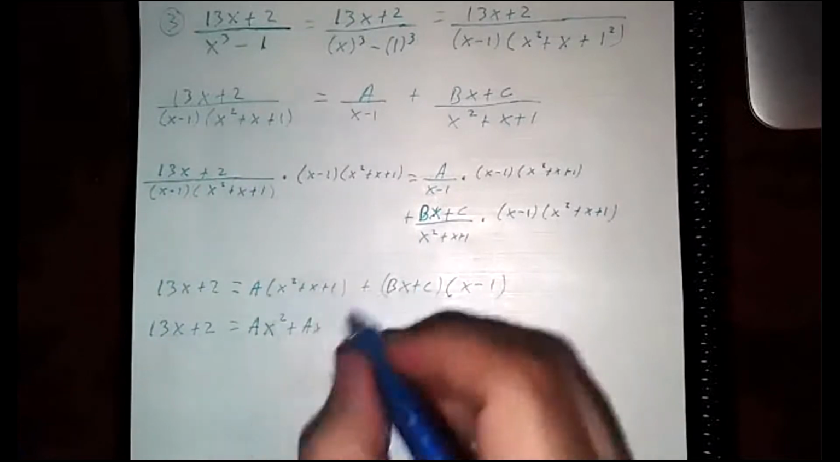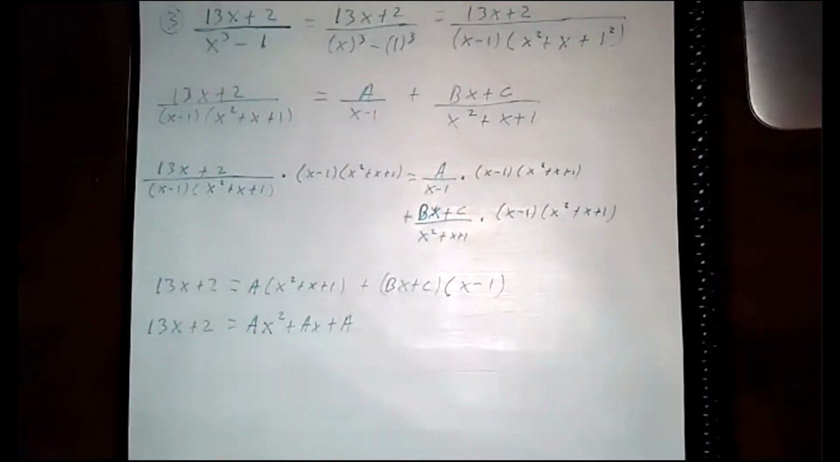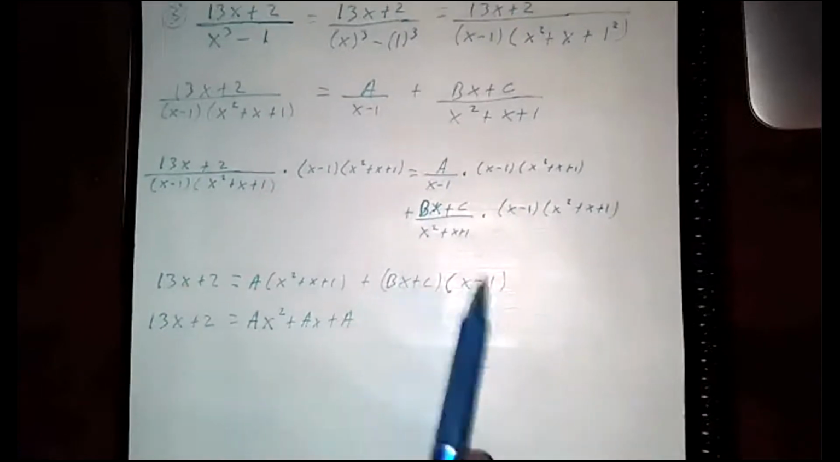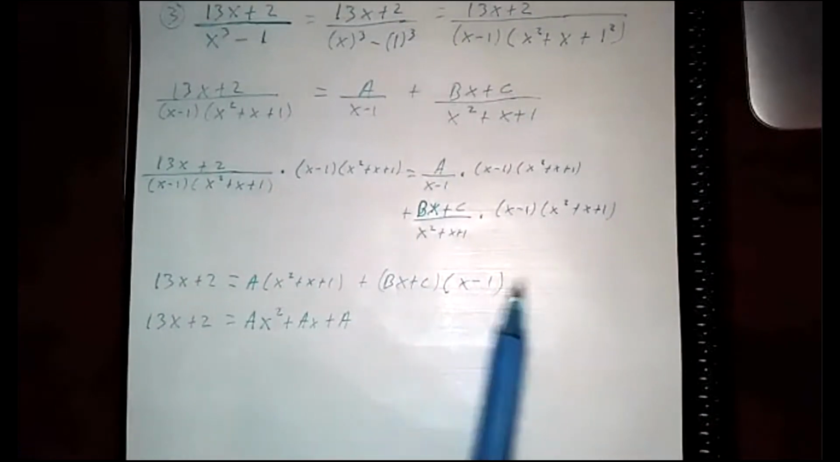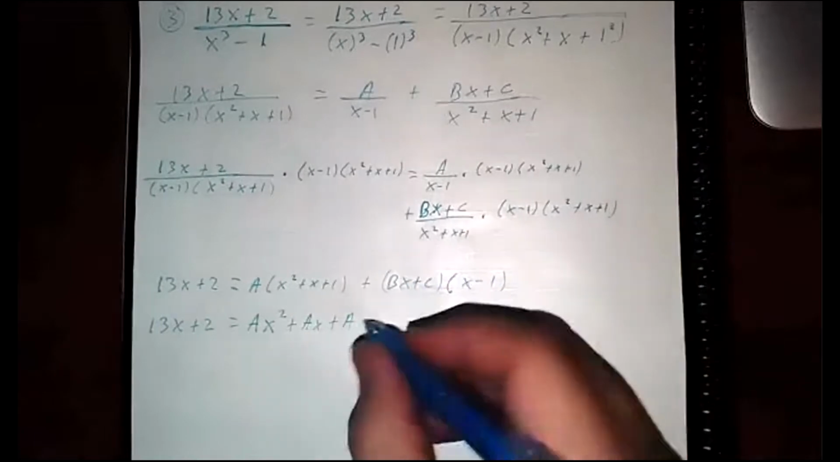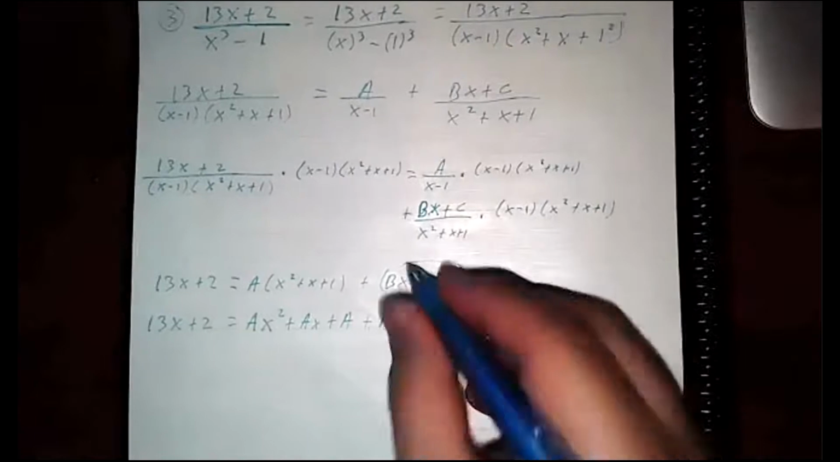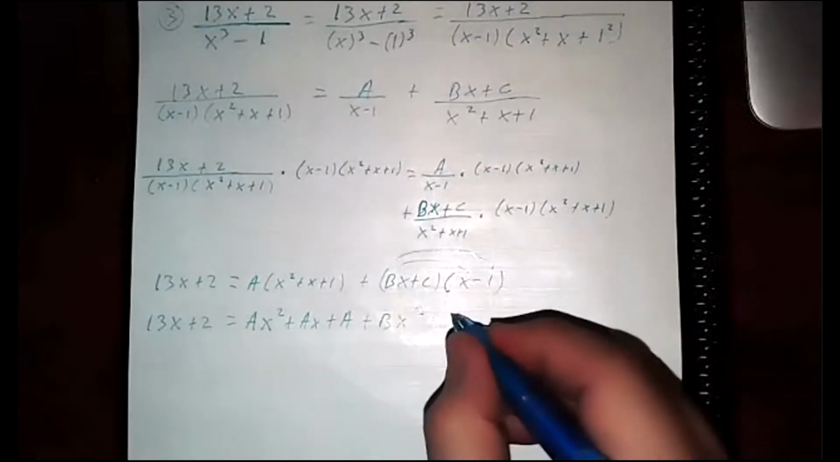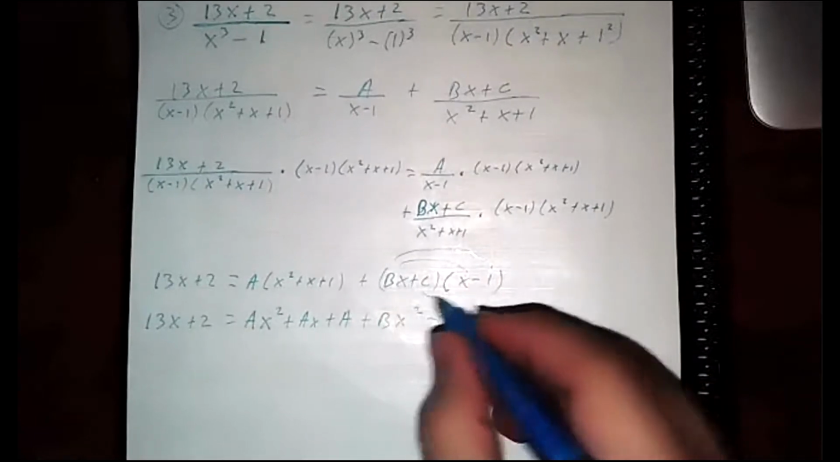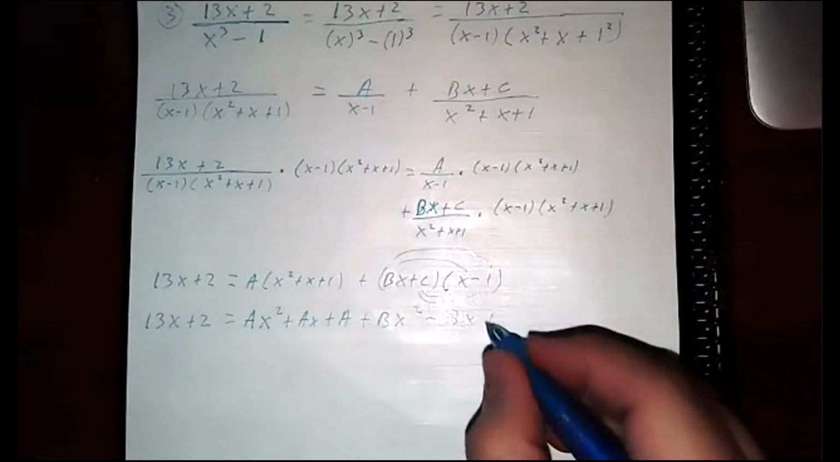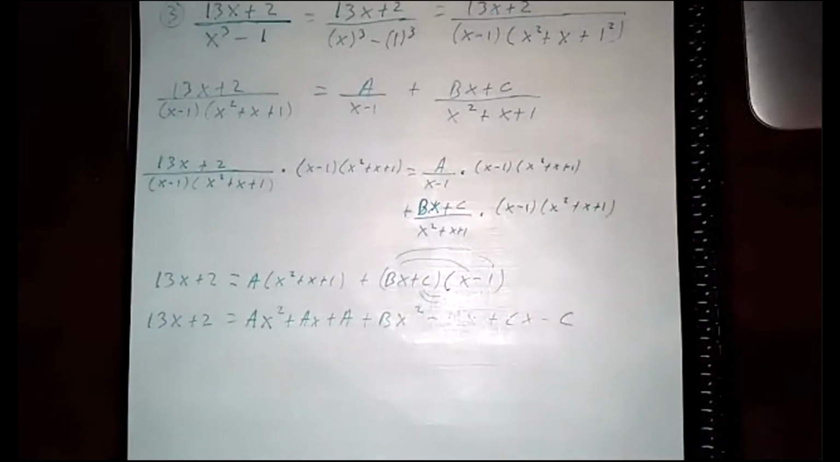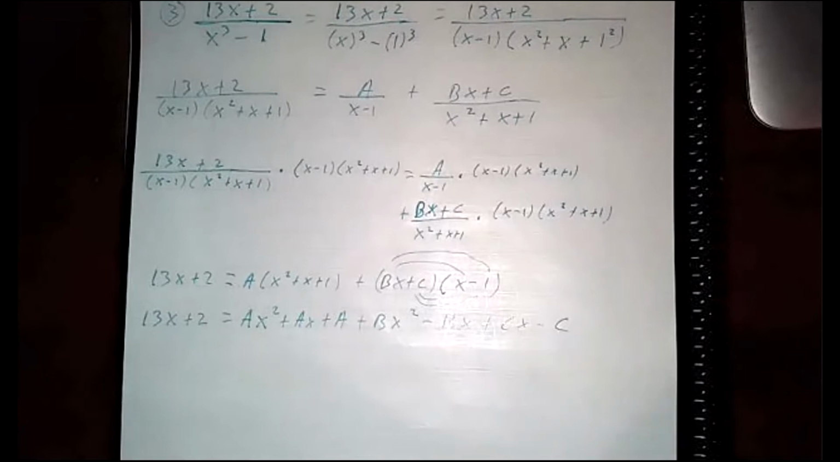All right, so let's distribute the A. And then we're going to have to distribute these two, which is more of a FOIL kind of expansion here. So bx times x is bx squared, right? Bx times a negative 1. C times both of these guys would be cx minus c. So here we'll group everything that's the same.